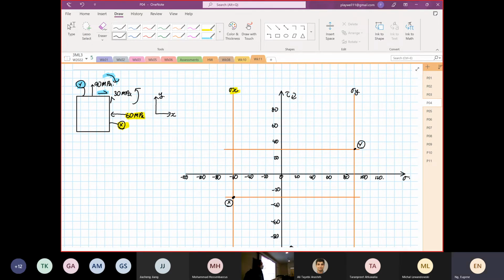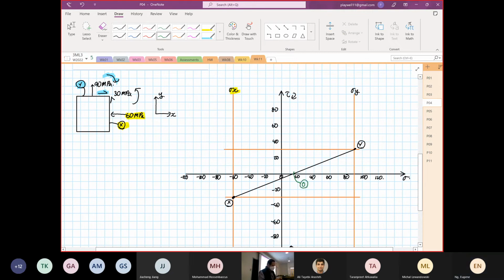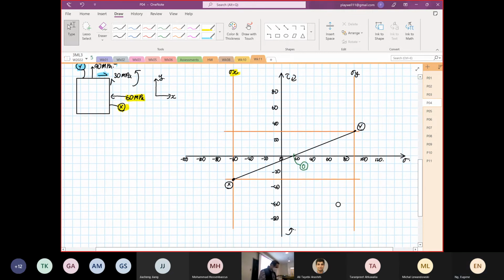Not that difficult at all, isn't it? Right? So from here, you draw a straight line across. And then from here, you know where it intersects. Over here, this is your point O, center of your circle. So you draw a vertical line down.